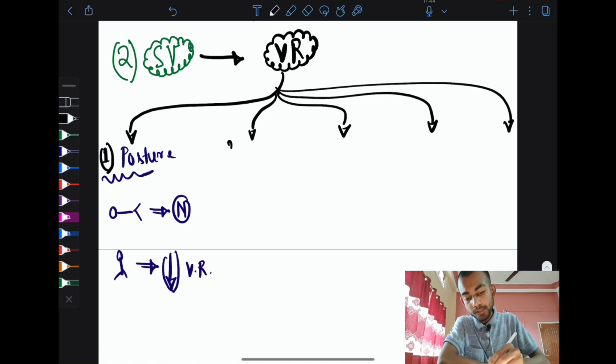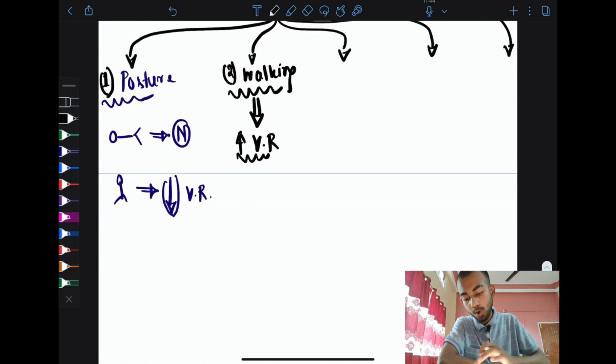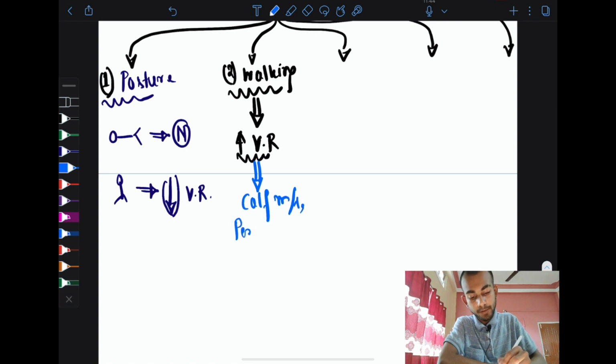Now, number 2, let us talk about the fact when we walk. When we walk or run, guys, the venous return increases. And why does this venous return increase when we walk or run? This is due to the presence of calf muscle or your peripheral heart, right? This calf muscle is also known as the peripheral heart.